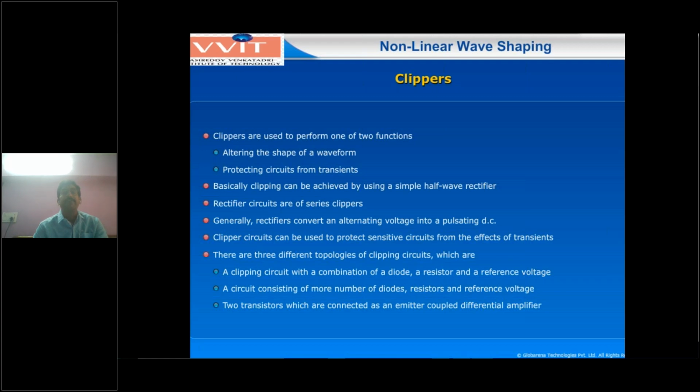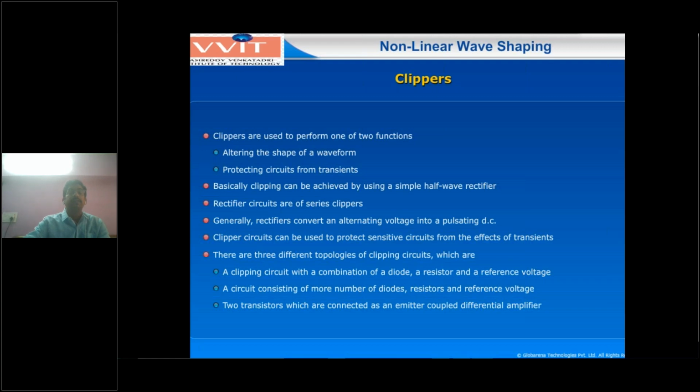Basically, clipping can be achieved by a simple rectifier configuration. The rectifier circuit is a series clipper. So what is the rectifier operation? Alternating voltage, that means AC, is converted to pulsating DC. Clipping circuits can be used to protect sensitive circuits from the effects of transients.